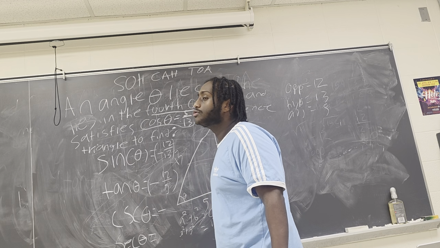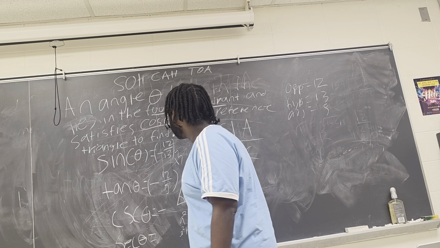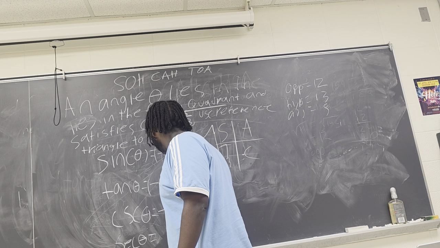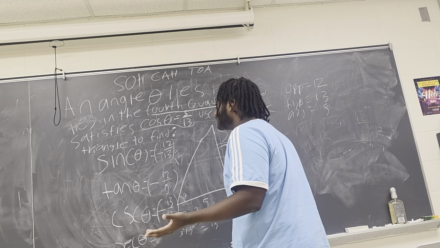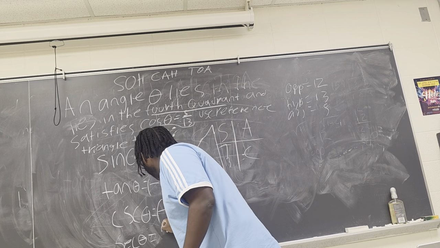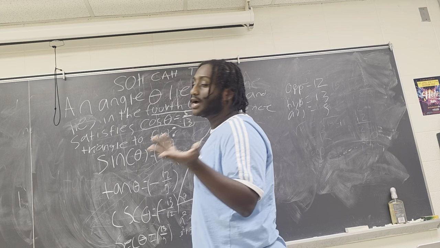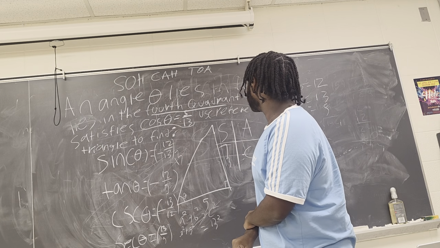Cosecant is the opposite of sine, so what is sine? Negative 12 over 13, so that is gonna be negative 13 over 12. And what is secant? Secant is literally just the opposite of cosine. So cosine was given here, so it's 13 over 5. And that is it. Done. To be honest, it's quite easy once you get it down.